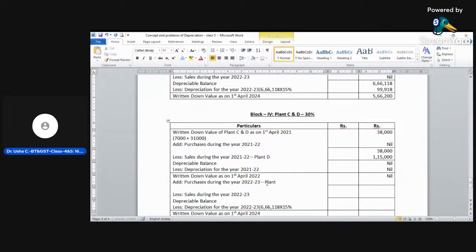2022-23 is plant G, but less than 180 days. Okay, so when it is put to use for less than 180 days, then the amount of depreciation will be half. This is the amount which is purchased. Now take the total. This is 90,000 only. Just check whether there are any sales made during the year.